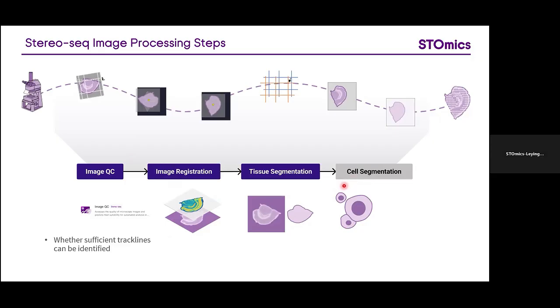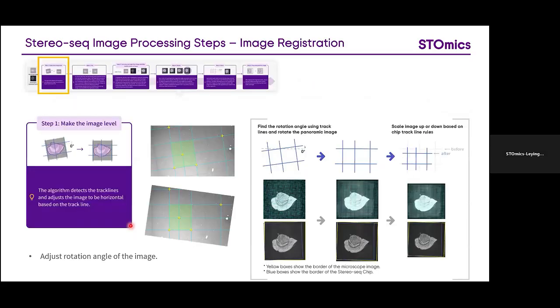The first step is image quality control. Image QC primarily determines whether the track lines can be identified from the image, as they are crucial for high resolution automatic registration. If an image fails QC, we will recommend to retake it if possible. Otherwise, you may need to do the registration relying on tissue morphology, which can be quite time-consuming and cannot ensure the accuracy.